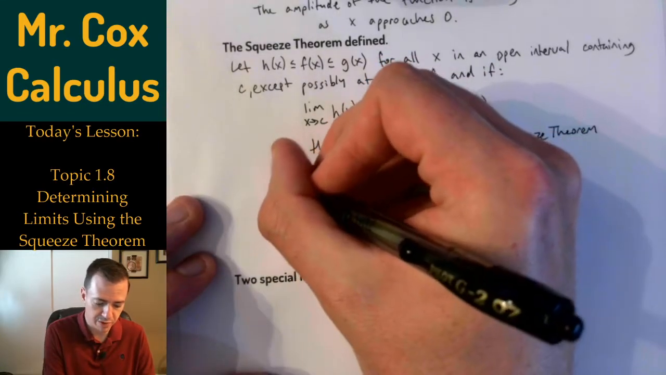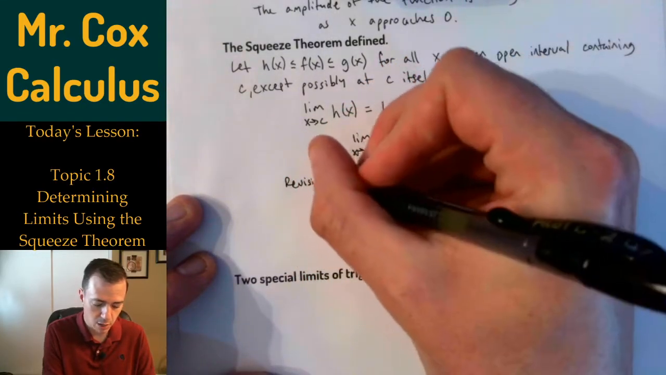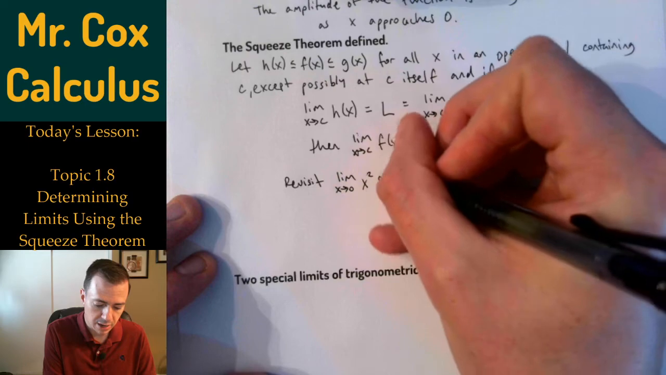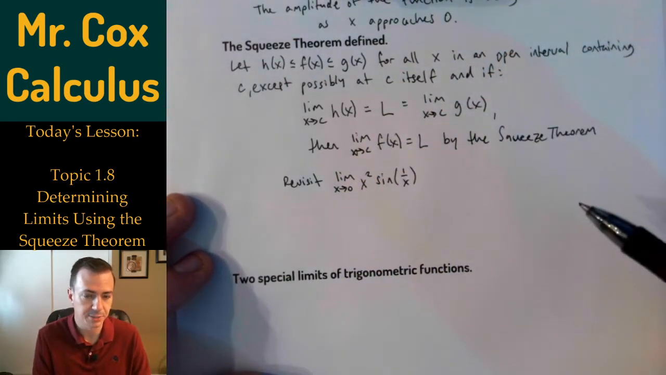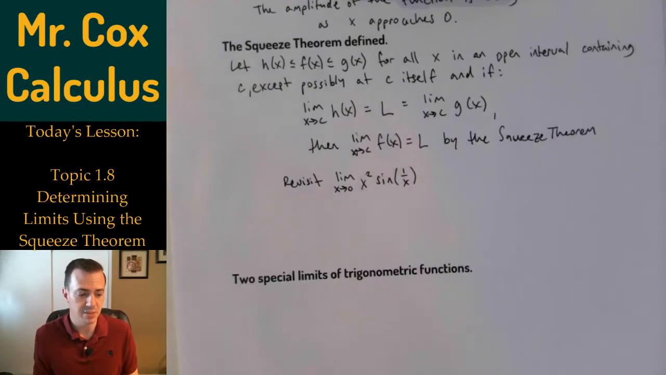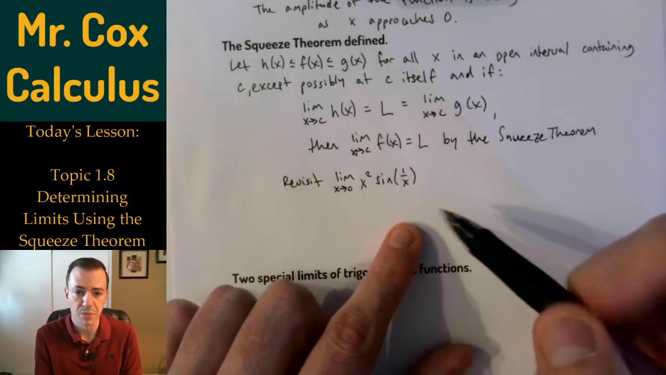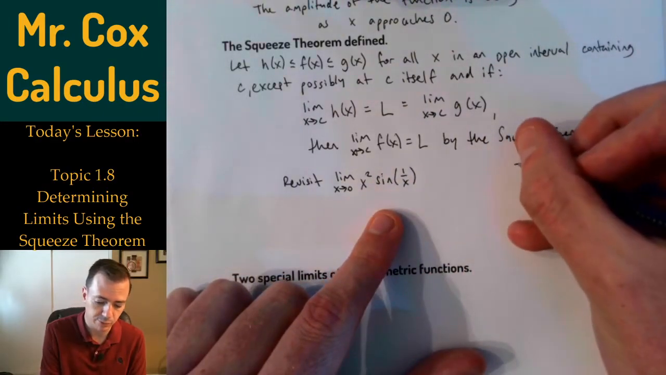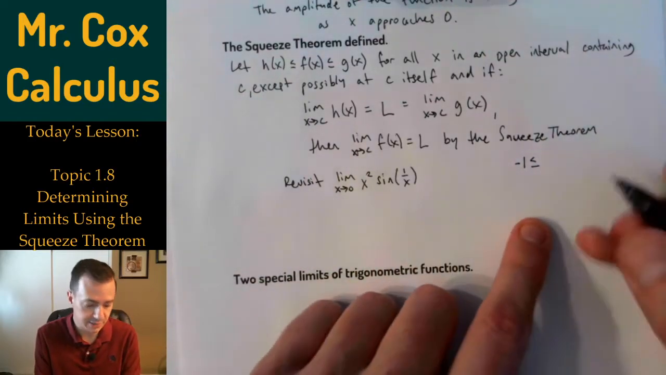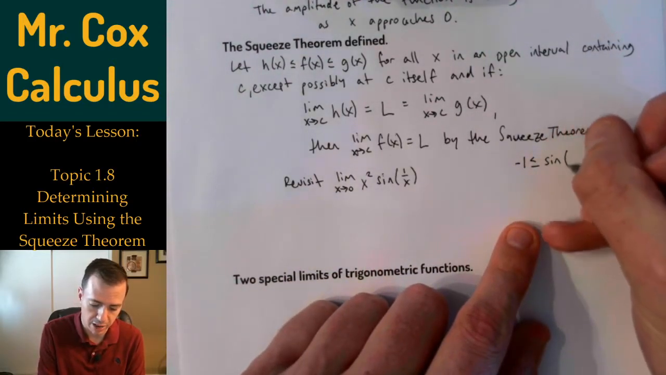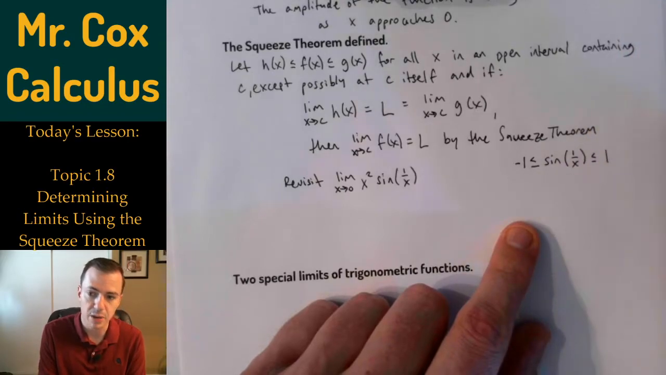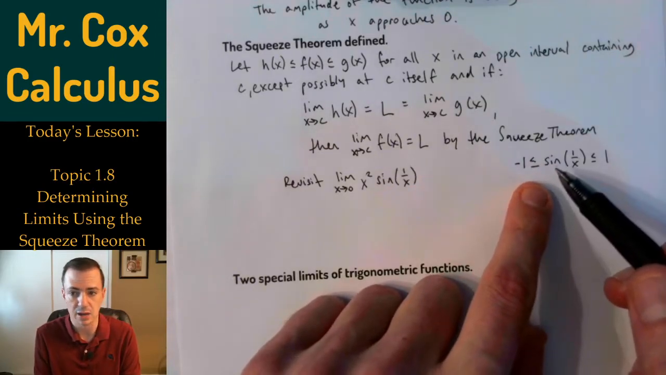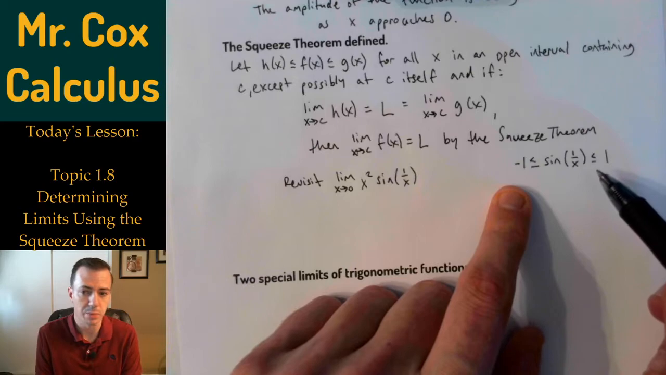So remember from the previous video, we were looking at the limit as x approaches 0 of x squared times the sine of 1 over x. And I can speak to the boundedness of this function. I know that sine of anything is bound between -1 and +1. So I can say that -1 is less than or equal to the sine of 1 over x, which is less than or equal to +1. This is true no matter what the argument of sine is. Sine by itself is always bound between -1 and +1.